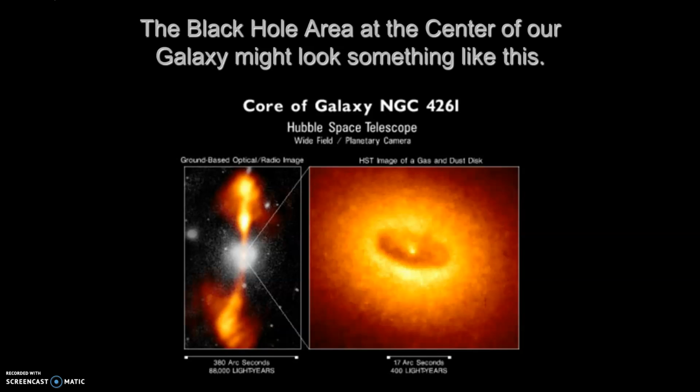So our black hole area at the center of our galaxy might look something like this if we were to look at it using this infrared type look here. This is something that we might see using the Hubble Space Telescope, which is really helping. Actually, we can see here that we're using radio images, which is how we might be able to predict what that might look like.